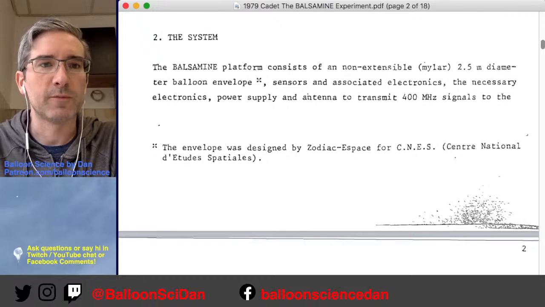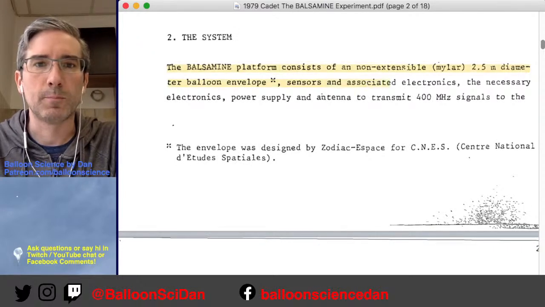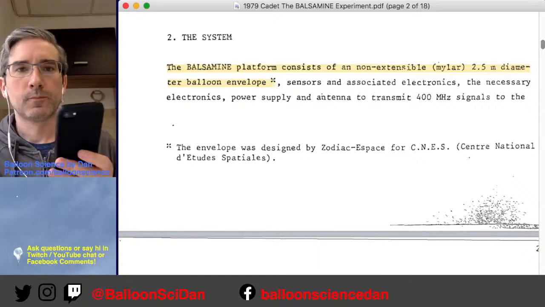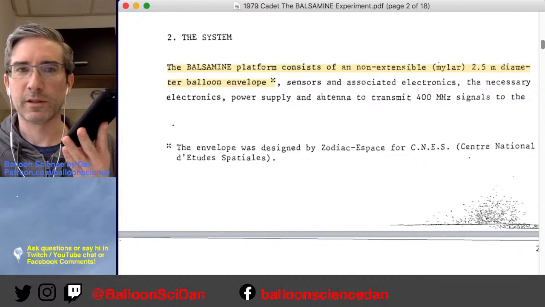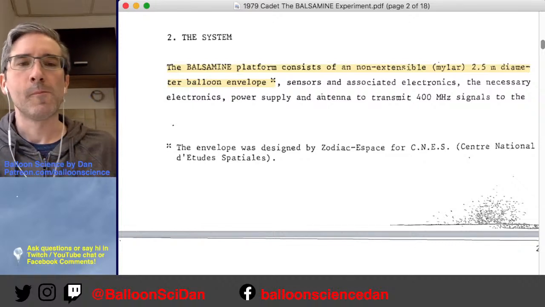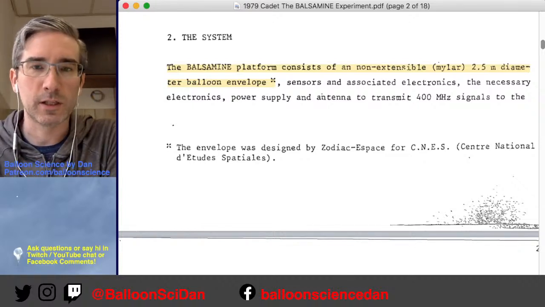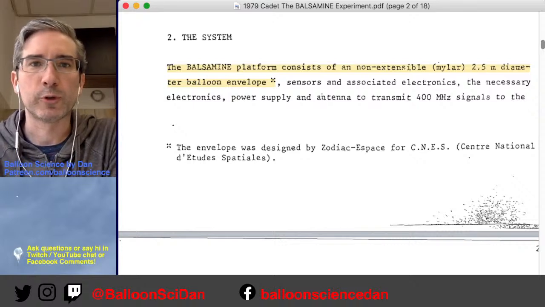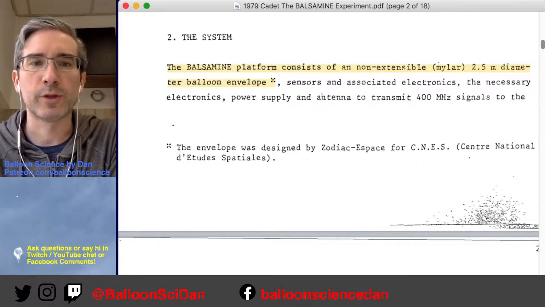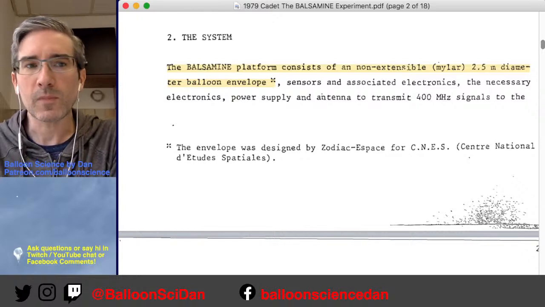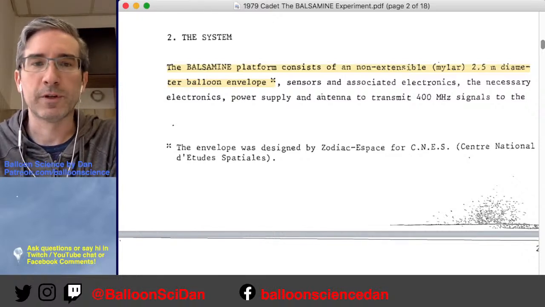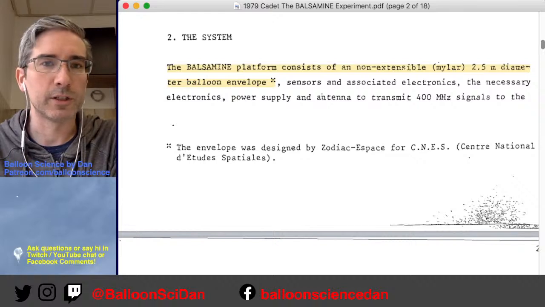So the BALSAMINE platform consists of a non-extensible Mylar 2.5 meter diameter envelope. What is 2.5 meters in feet? About 10 feet, I think. 8.2 feet. Okay, so clear Mylar was a material of choice for a lot of these long duration balloon projects by the US in the 50s and 60s, and by the French up to very recently, almost today, they have been using the Mylar spheres.